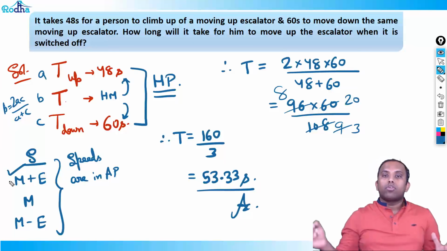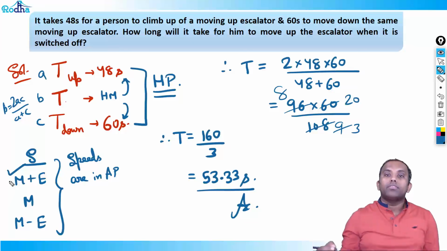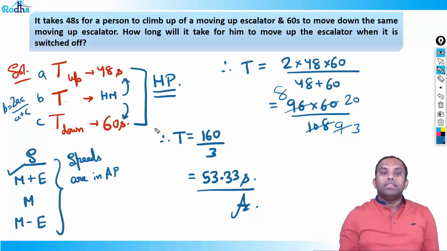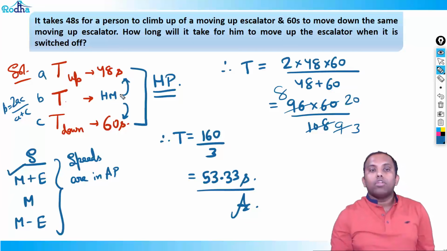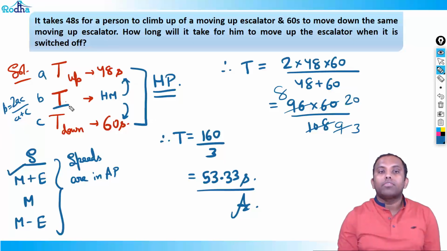Since distance is constant, its inverse will be in HP. What is the speed inverse? Time. Time will be in HP. These three times are in HP, so always the middle one is the harmonic mean of the two extremes. That is A and B, the time for going up the escalator and down the escalator: 48 and 60.